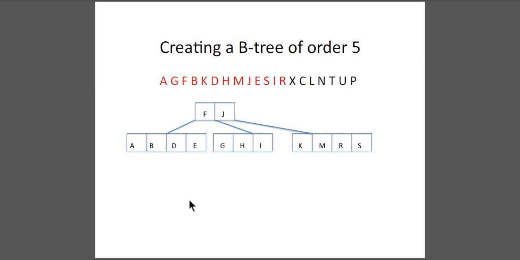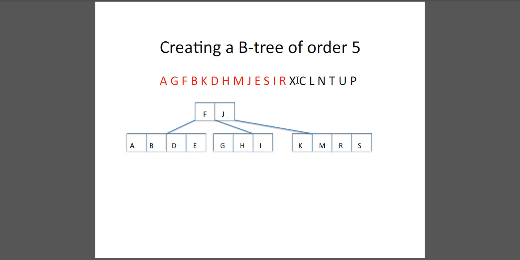Now E is placed here, there is no problem inserting E. Similarly, inserting S, there is no problem inserting S, because these nodes still contain only 4 values here, 3 values here, so one more is possible here, and this contains 4 values.